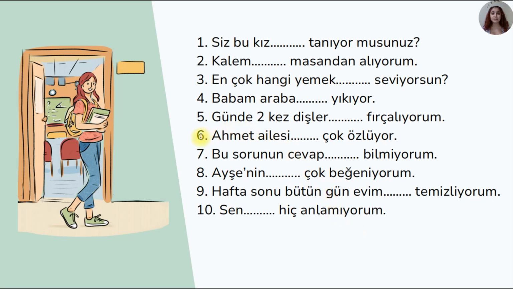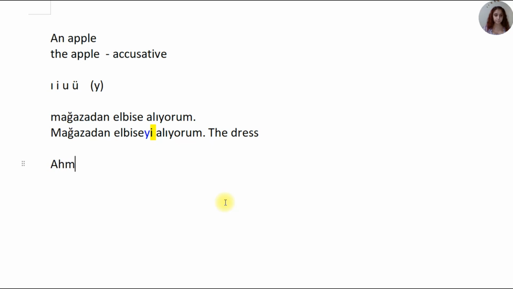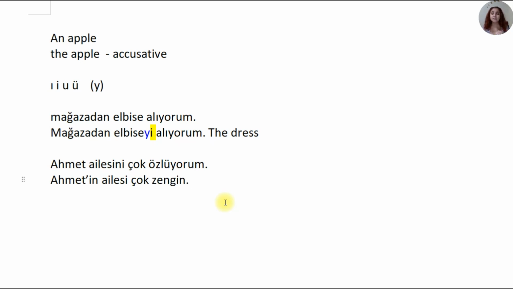For example, let me use this sentence with a little bit of change, and I will make Ahmet's family the subject of the sentence. Ahmet ailesini çok özlüyor. He missed them so much. That's why accusative. I will say this: Ahmet'in ailesi çok zengin. Ahmet's family is very rich. Now, Ahmet'in ailesi is not an object. It is the subject. And that's why we don't need accusative here. Okay. If it is clear, I'm so happy.